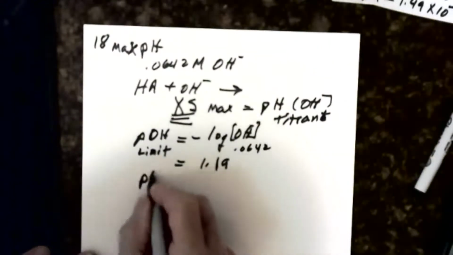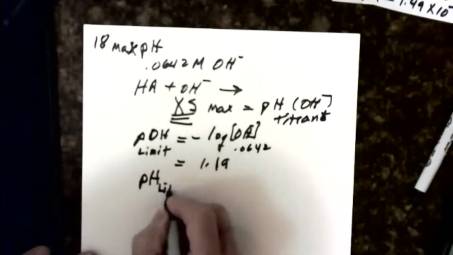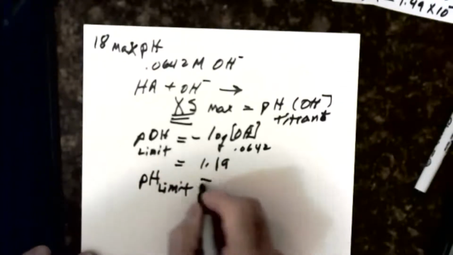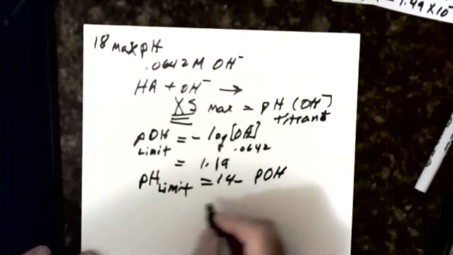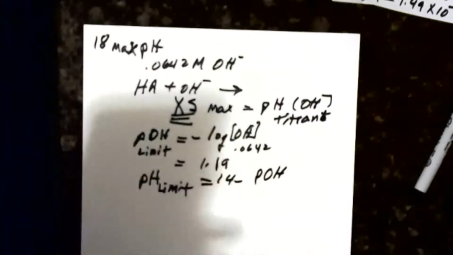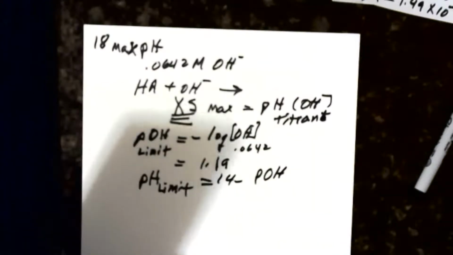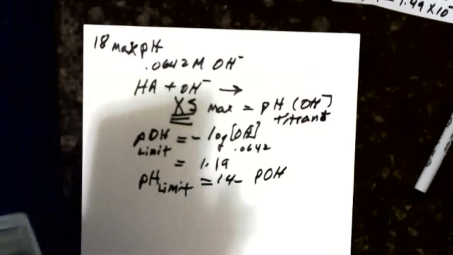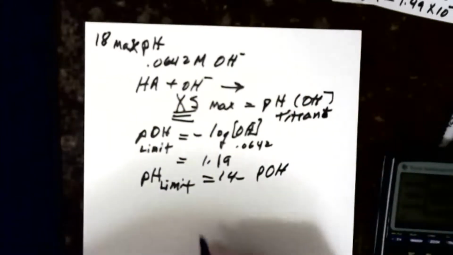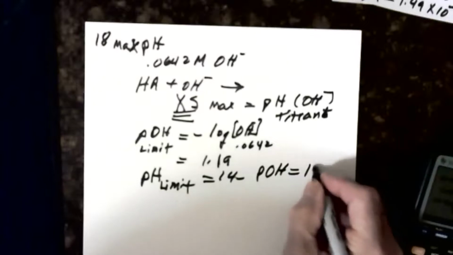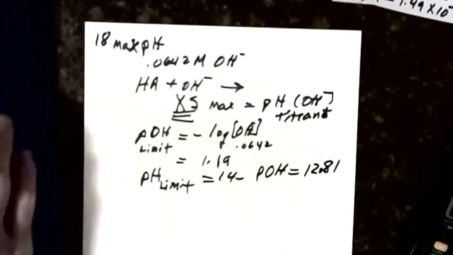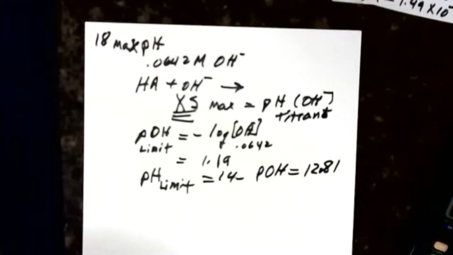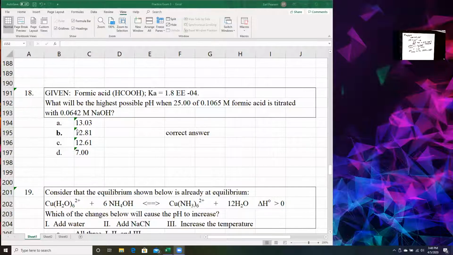And the pH limit is going to be 14 minus pOH, or 14 minus 1.19. So 14 minus my answer is 12.81. And if we go back and check our answers, that will be correct. Okay, so there we are.